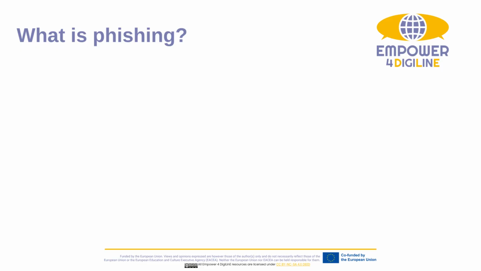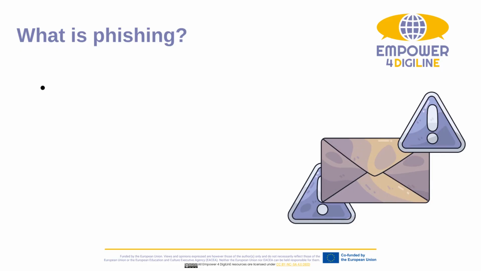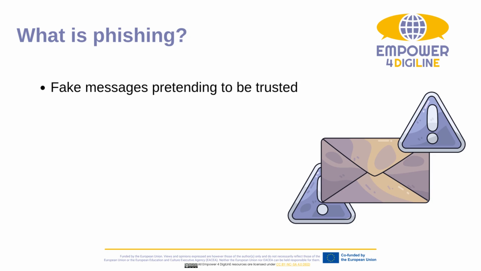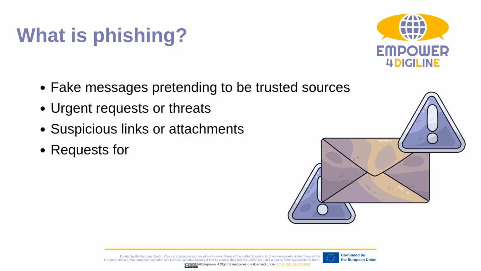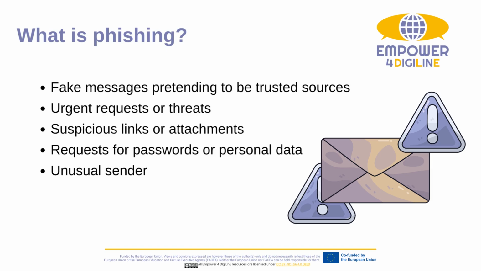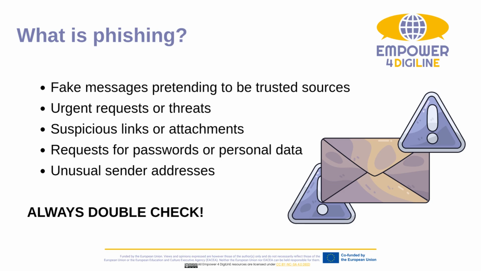Phishing is a type of online scam where attackers pretend to be a trusted company or person to trick you into revealing sensitive information. Common warning signs include urgent messages, threats, suspicious links or attachments, unusual sender addresses, and requests for passwords or personal data. Always double-check before clicking or responding.